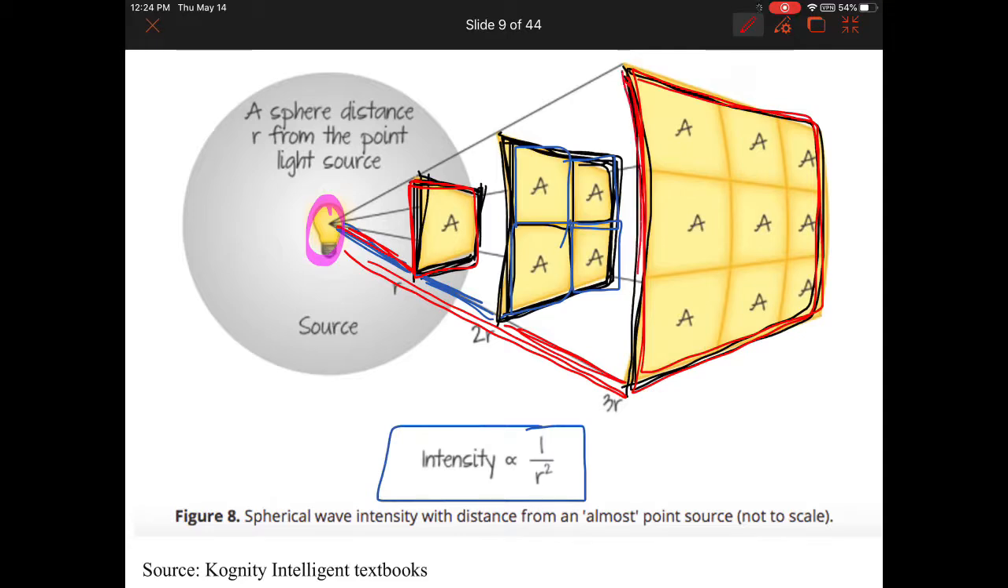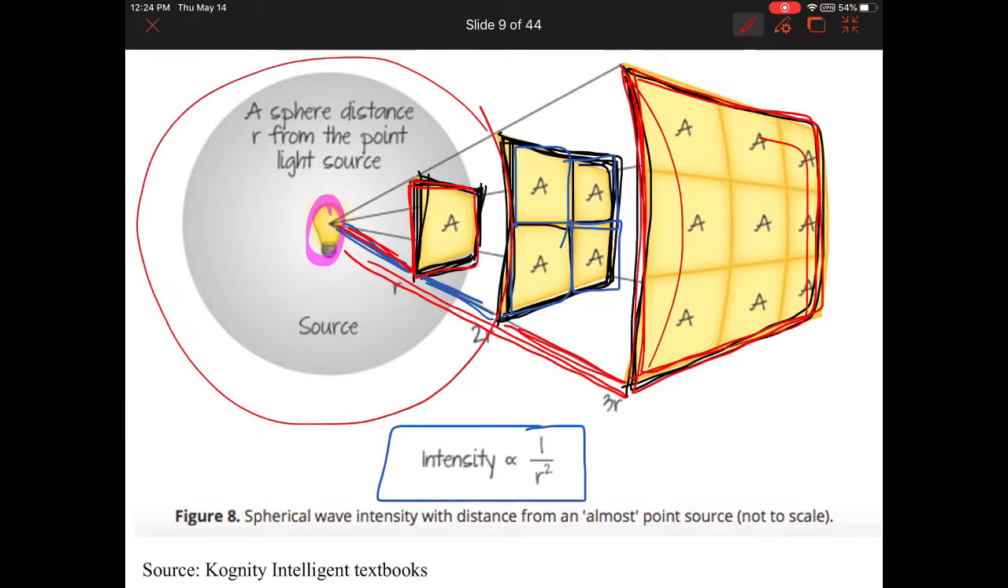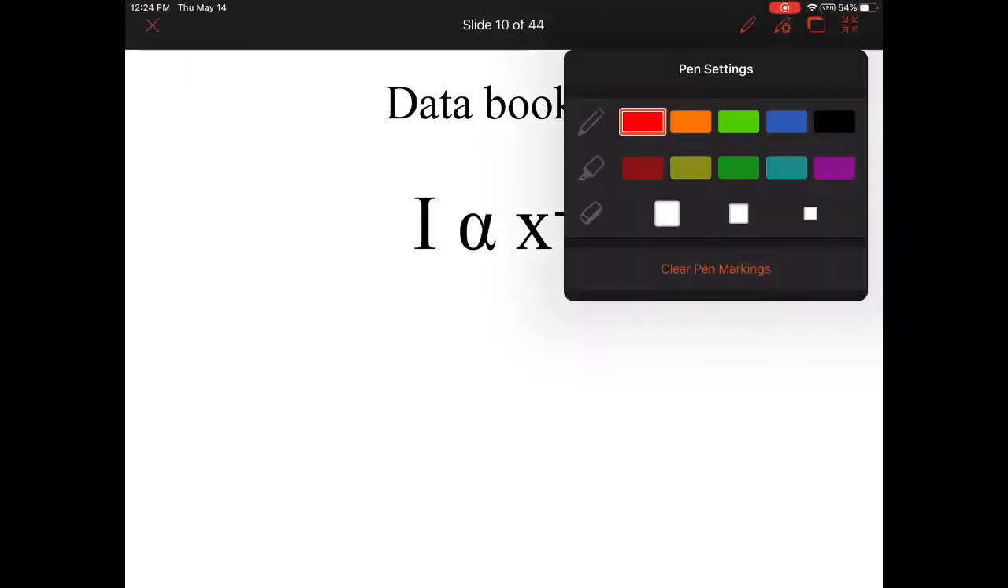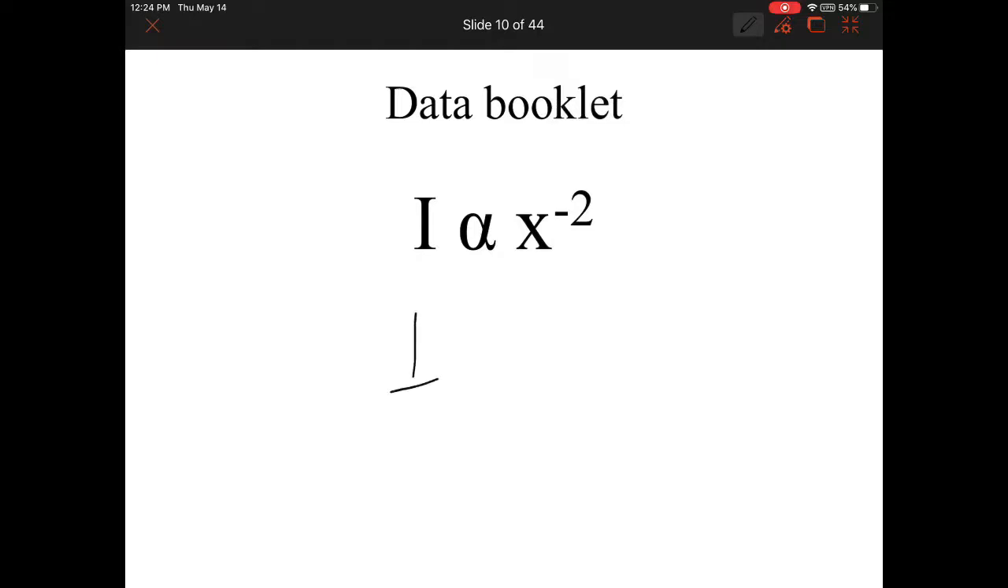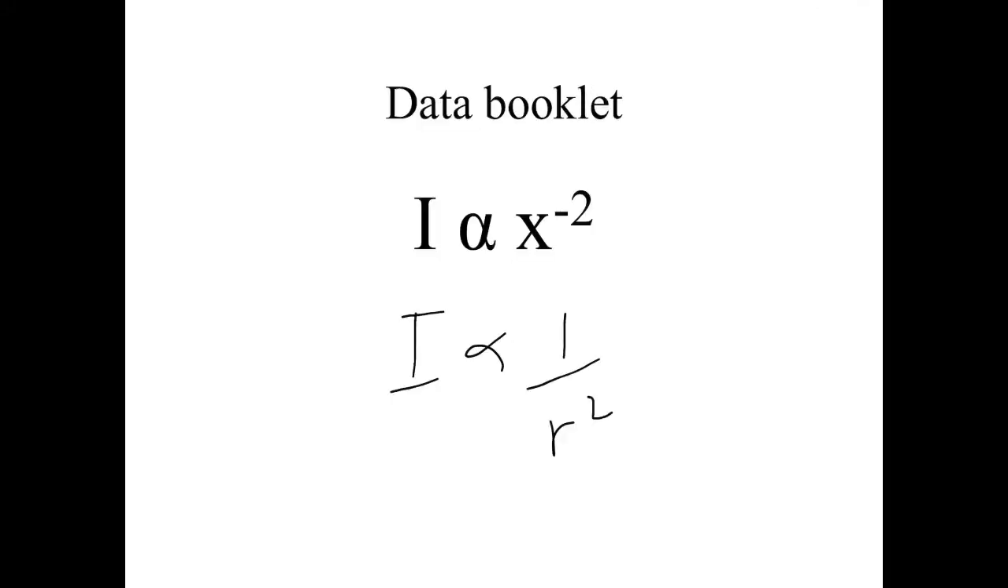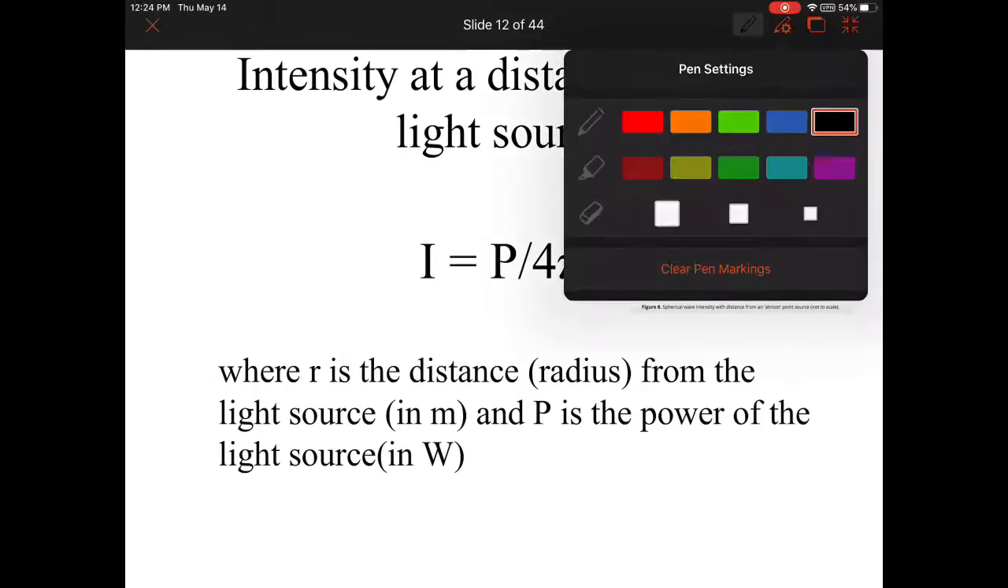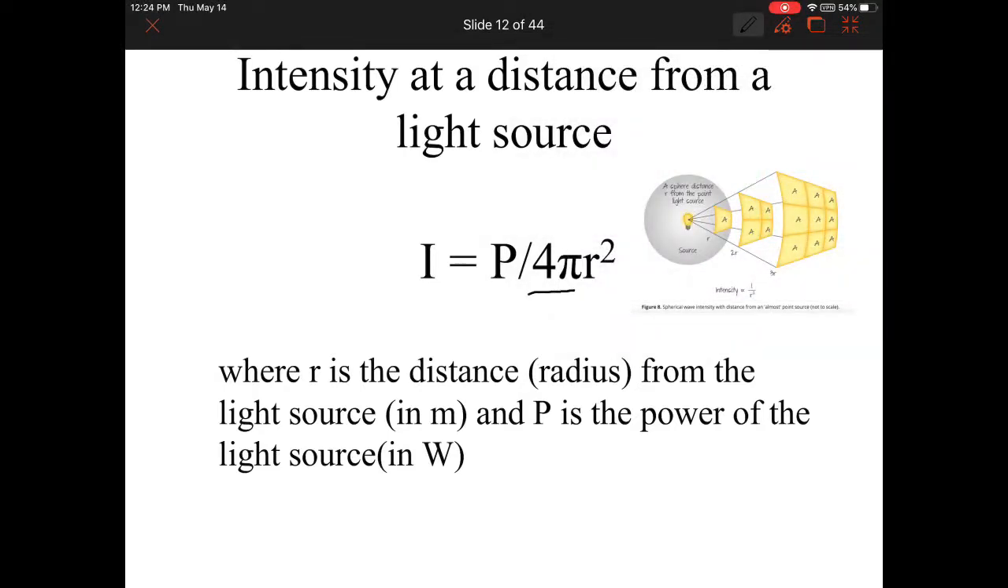Think about each one of these sheets as being part of a sphere created by a light source. There's a quick way we can use the surface area of a sphere to explain this. This relationship is given to you in the data booklet, and it doesn't use r, although most people prefer to use inversely proportional to the radius squared. We're going to look at this equation now, and it makes perfect sense. Look at the sphere. This is the surface area of a sphere.